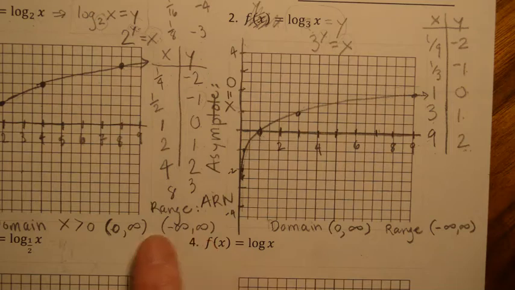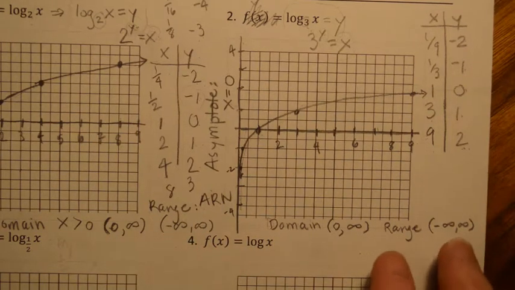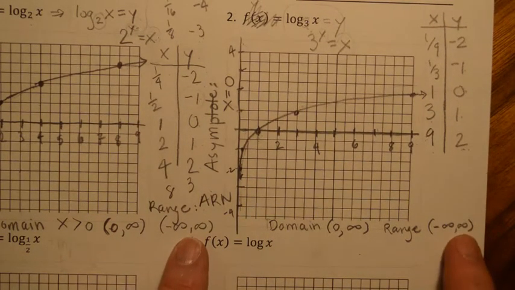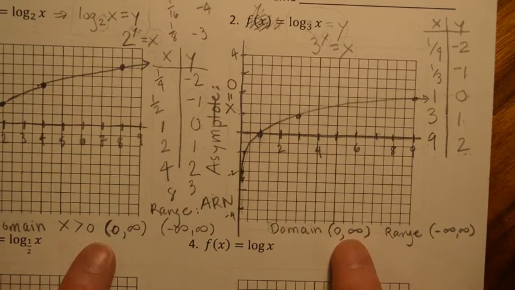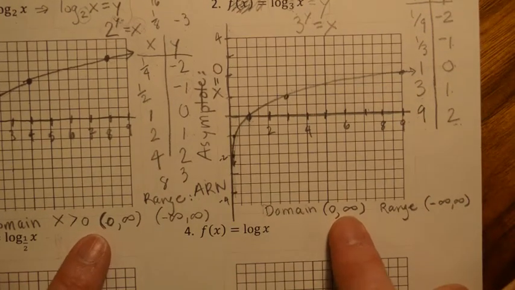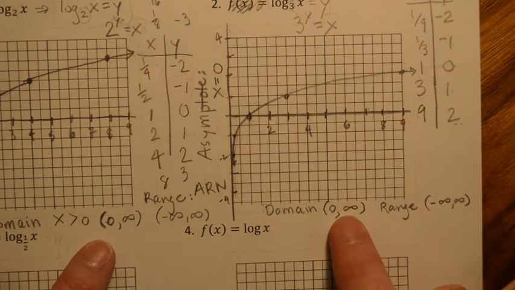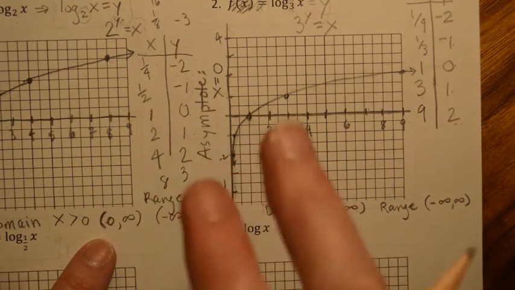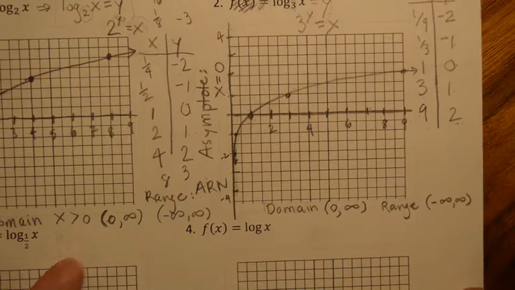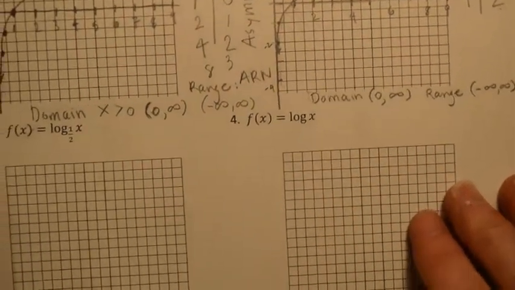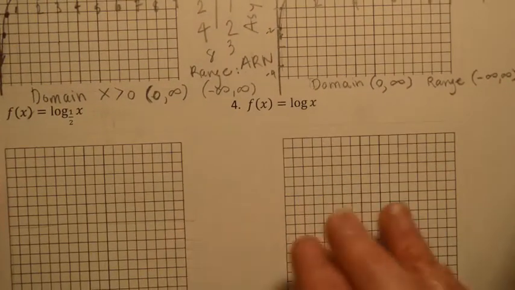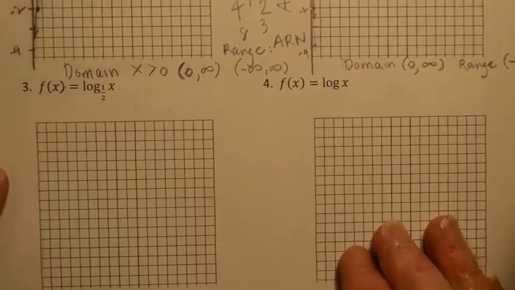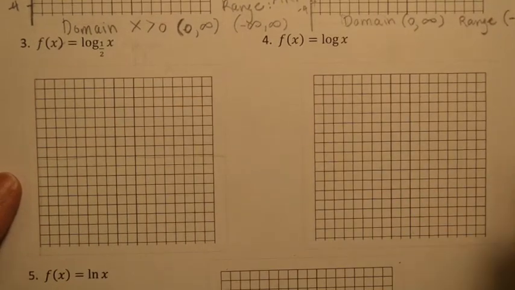Hopefully, maybe you're thinking, oh my gosh, this seems like the exact opposite. Range is always going to be all real numbers, and domain is going to depend on where the asymptote is. And that is true. And the reason is because they are inverse functions of each other. And so their domains and ranges will flip-flop. All right? Okay, let's take a look at this one, and then I think we'll just maybe have to look at the others another time, because this is getting on the long side.